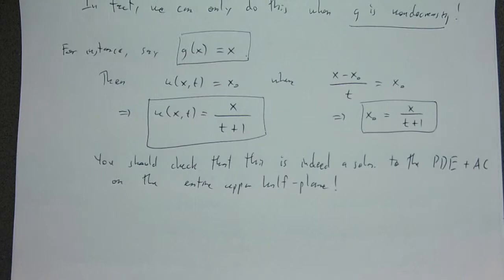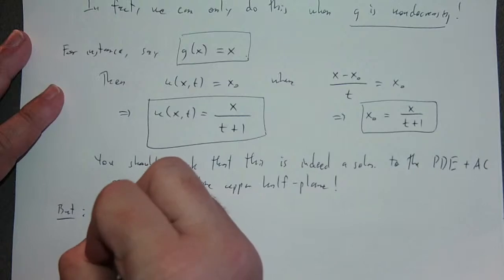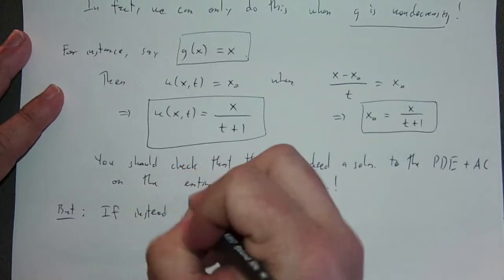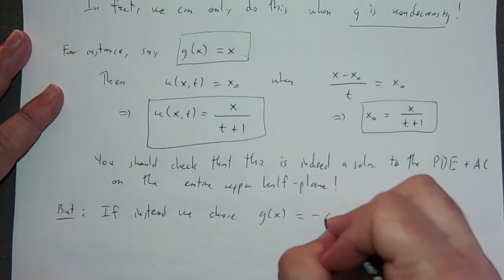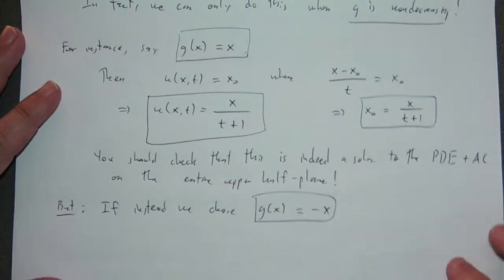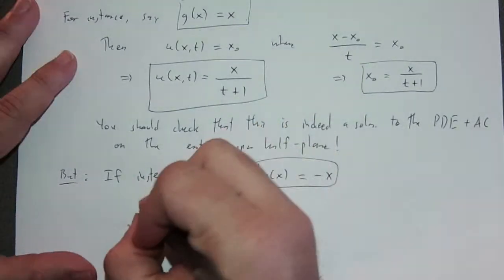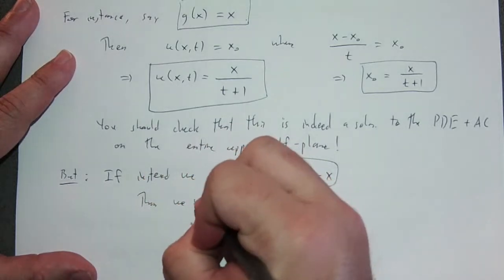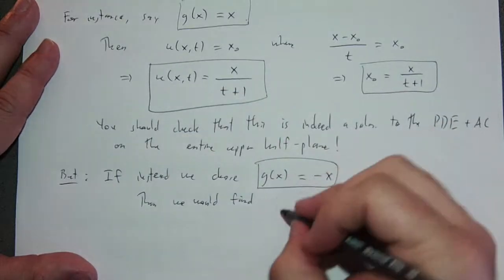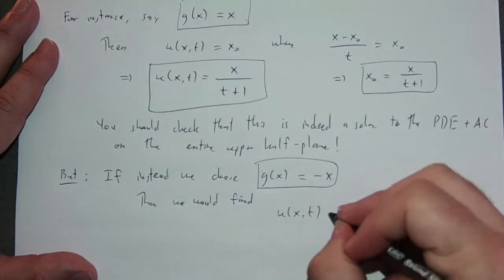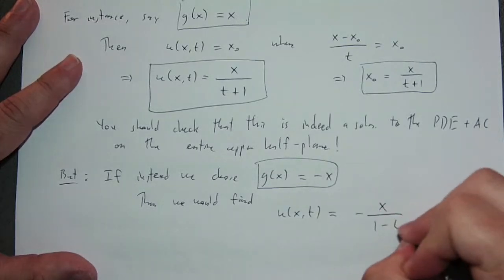But if instead we chose g of x to be minus x, then we would find, so you can do the same sort of analysis, that the solution corresponding to this should be minus x over 1 minus t.